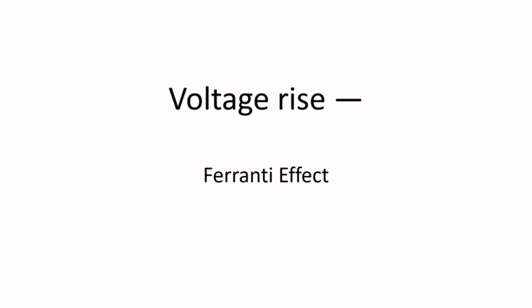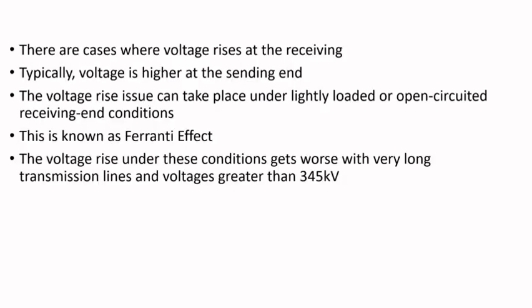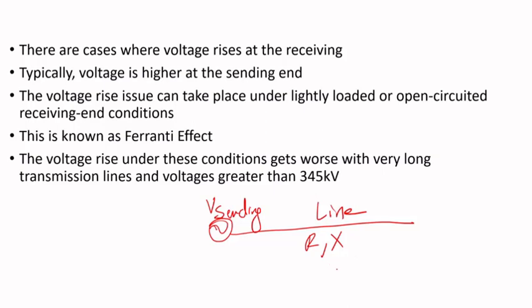So in this short video, I'll talk about voltage, why sometimes there's voltage rise, also known as Ferranti effect. When we think about a system, if I draw a system, for instance, I have the sending end, V sending, so the sending end voltage. You have some system here. Let's say this is a line, for instance. It's going to have resistance, some reactance. Obviously, it's going to have some charging capacitance, sometimes referred to as B.